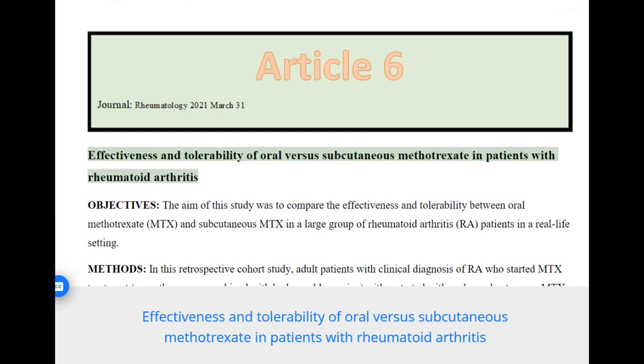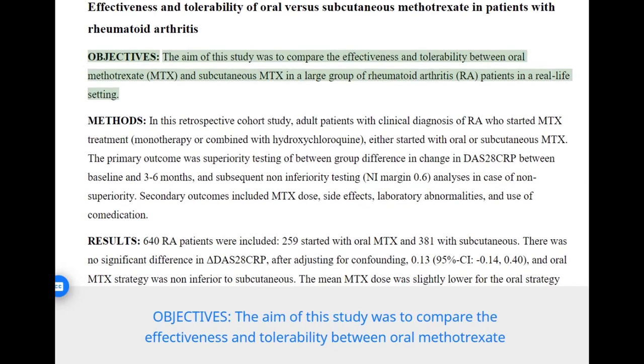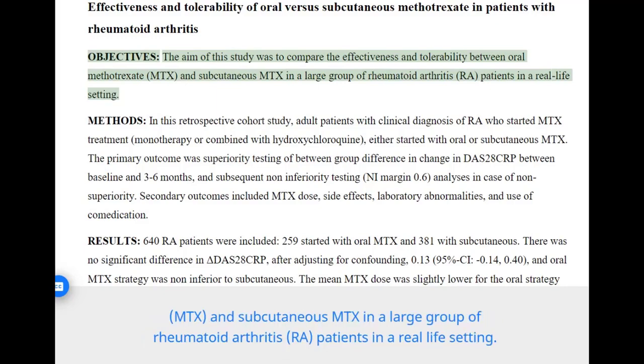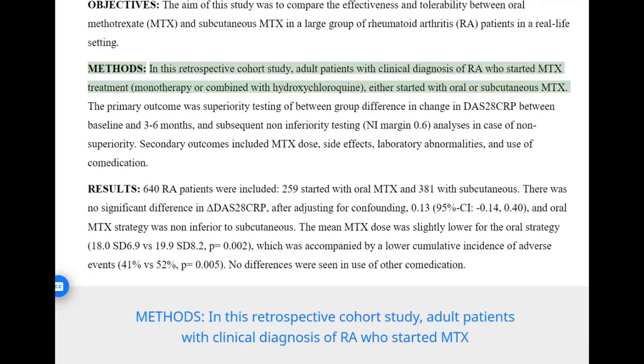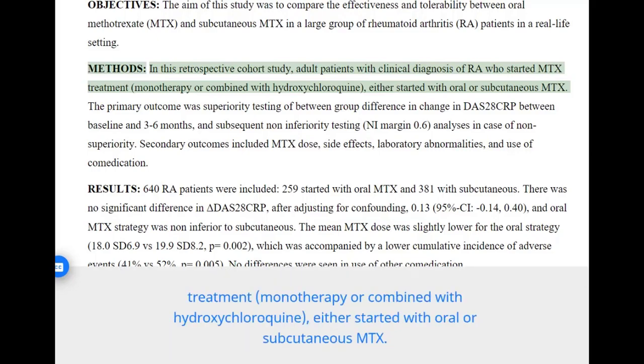Effectiveness and tolerability of oral versus subcutaneous methotrexate in patients with rheumatoid arthritis. Objectives: the aim of this study was to compare the effectiveness and tolerability between oral methotrexate, MTX, and subcutaneous MTX in a large group of rheumatoid arthritis, RA, patients in a real-life setting. Methods: in this retrospective cohort study, adult patients with clinical diagnosis of RA who started MTX treatment, monotherapy or combined with hydroxychloroquine, either started with oral or subcutaneous MTX.